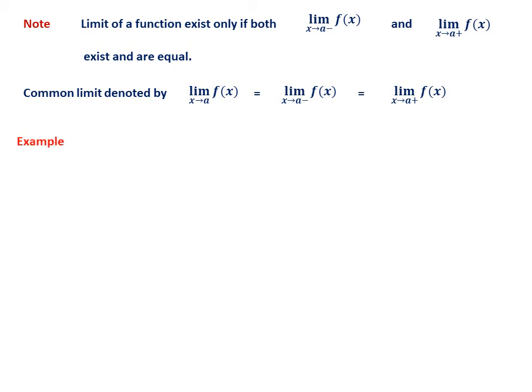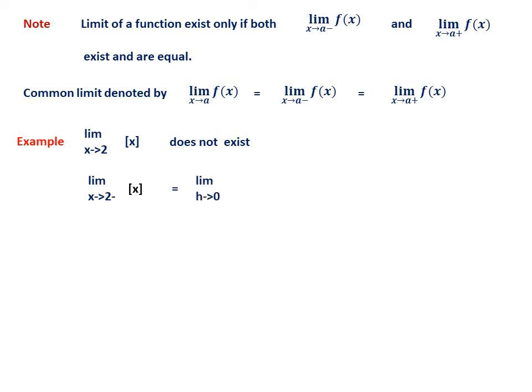So let me make this clear. Show that, for example, check whether this does not exist. Limit of f of x, what is this box x? It is the greatest integer function which you have studied in first PUC, second chapter, relations and functions, where we studied different types of functions including the greatest integer function. Now let us see what is limit of greatest integer of x as x tends to 2 minus. 2 minus means less than 2.